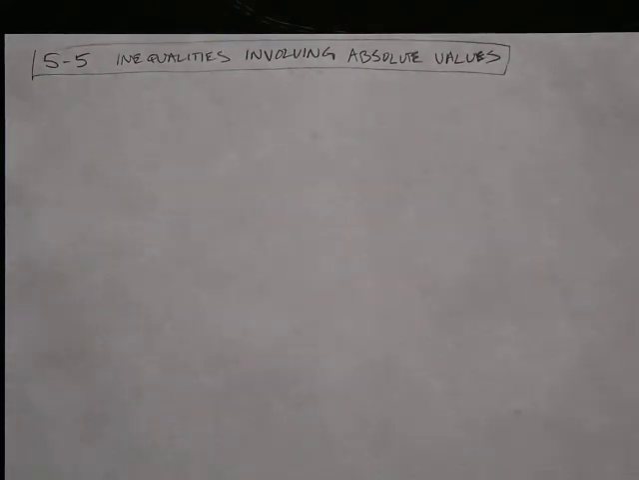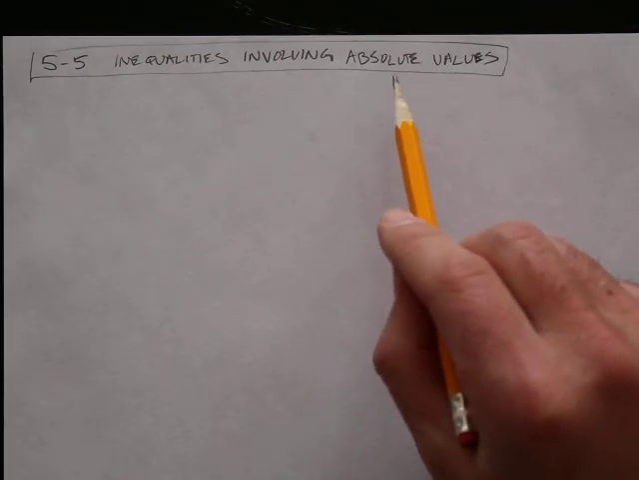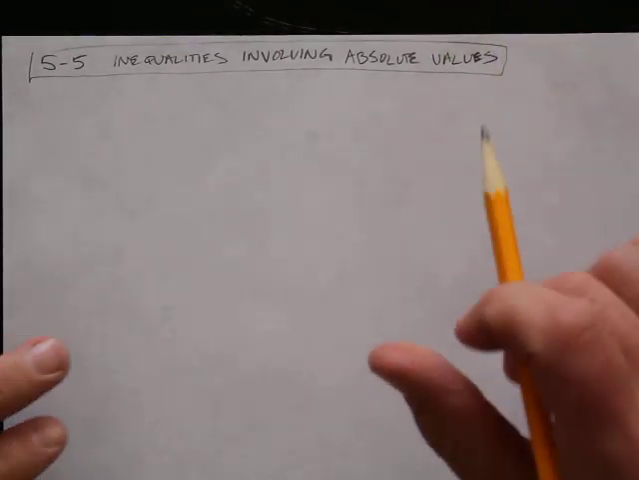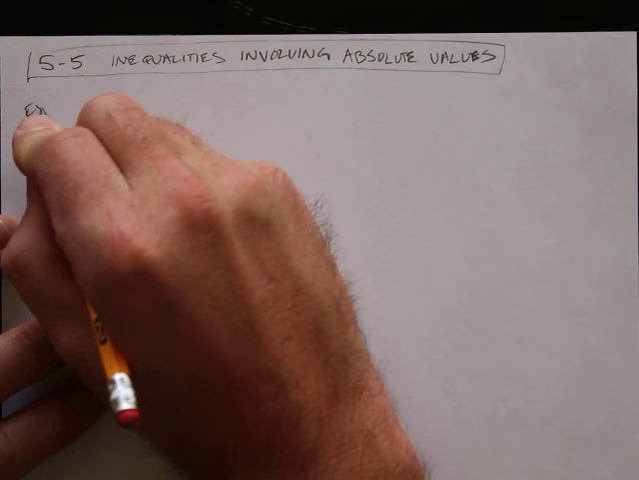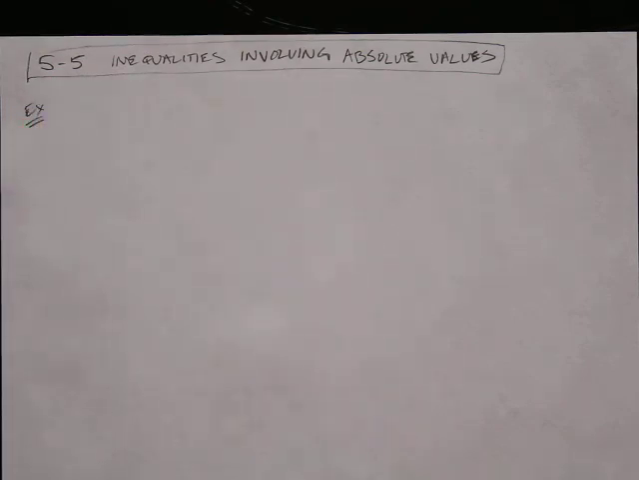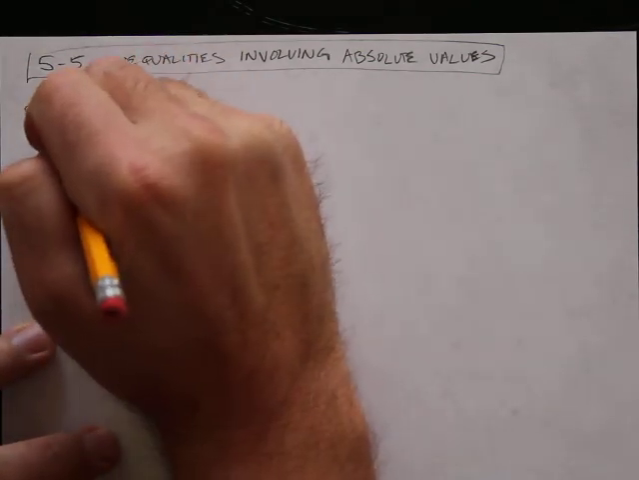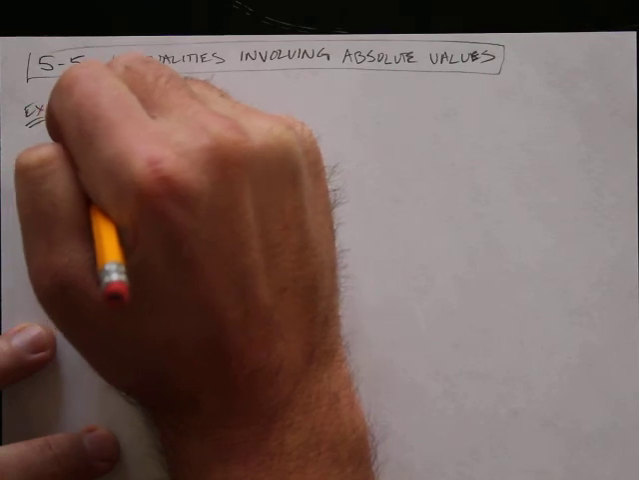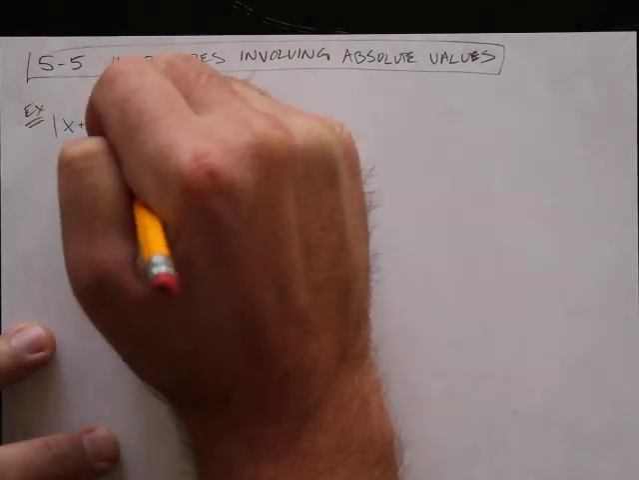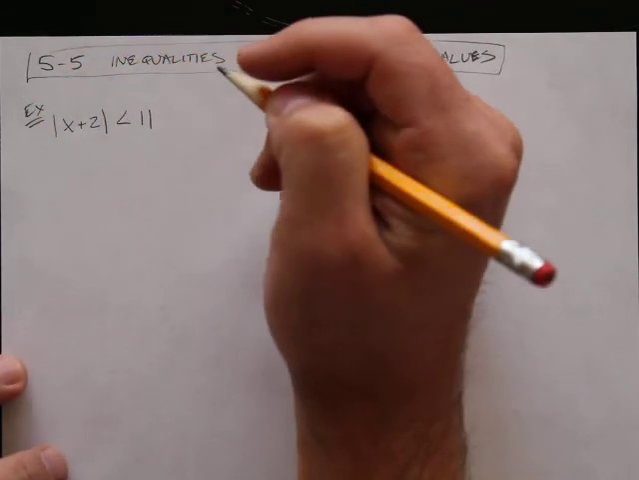Algebra 1, 5-5, inequalities involving absolute values. So we're just going to keep working on these inequalities. Here's an example: absolute value of x plus 2 is less than 11.